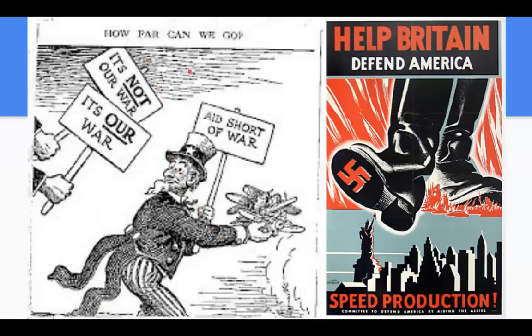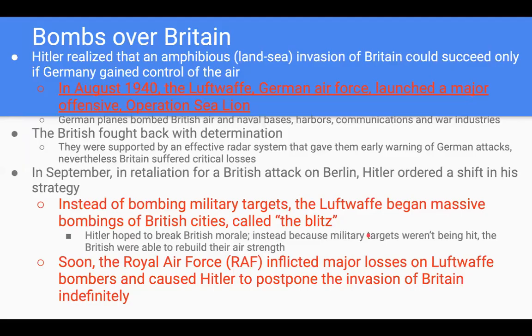This is very pixelated, but it says, "How far can we go? It's not our war." And someone's saying, "It's our war." And this is Uncle Sam giving planes. "Help Britain defend America. Don't let the Nazis step on America."